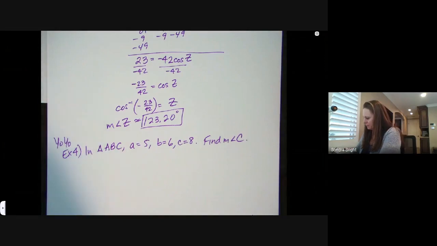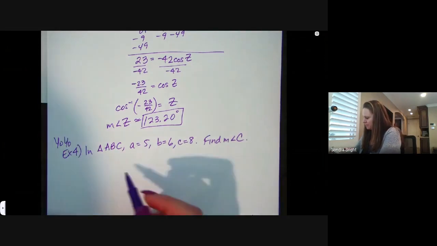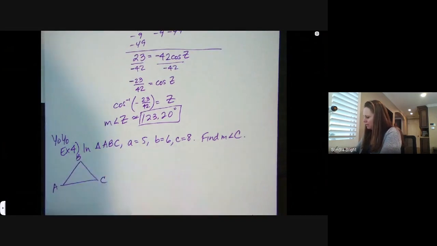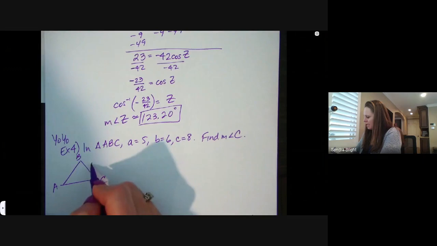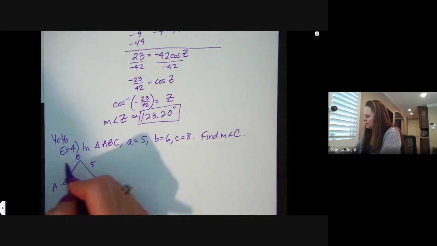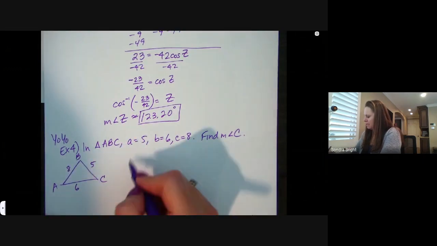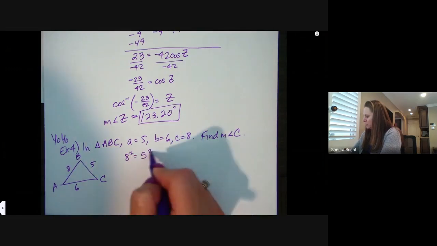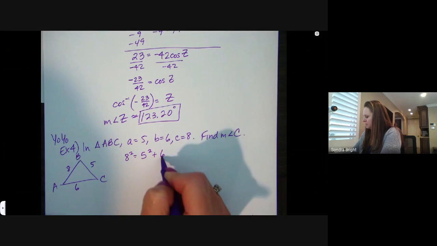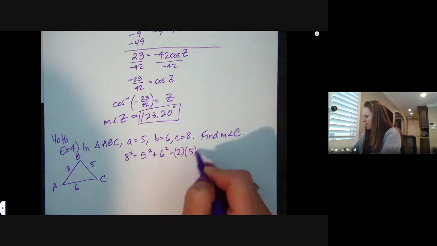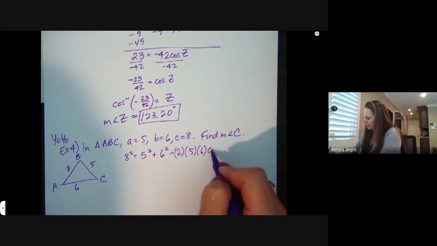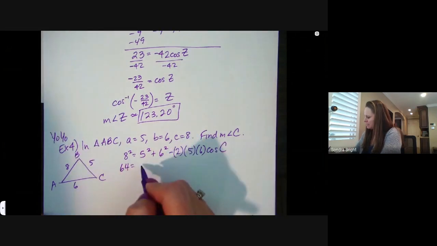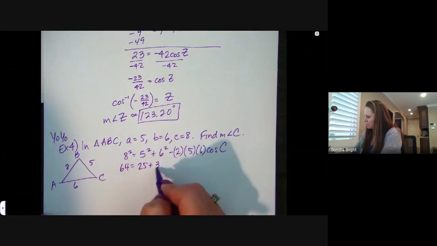All right, hopefully you paused it, you tried it. a would be 5, b is 6, c is 8. So now you're going to have c squared is equal to a squared plus b squared minus 2 times a times b times the cosine of angle C. And that's what? 64 equals 25 plus 36 minus 60 times cosine of C.